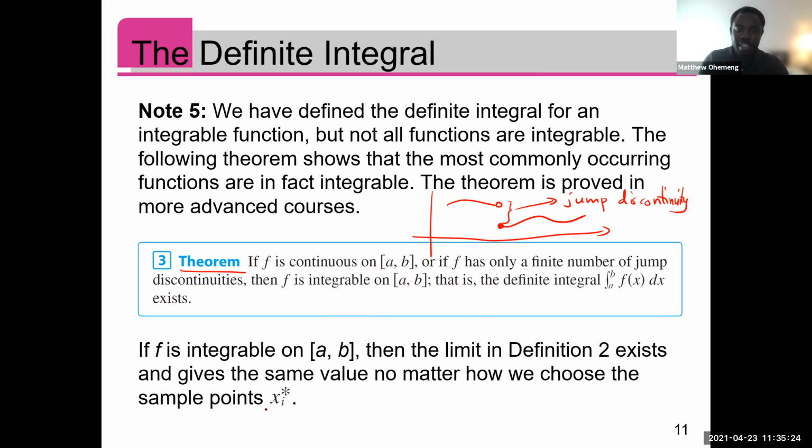The limit of the sums will exist for sure. Now, it doesn't matter which sample point you choose, right? No matter the sample points, as long as the limit exists, you get the same value for the definite integral. So you can use right endpoints, left endpoints, midpoints, or any other sample point. As long as the limit exists, you get the same thing. Okay, please, any questions on this?